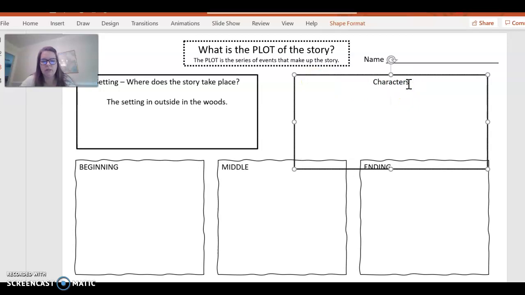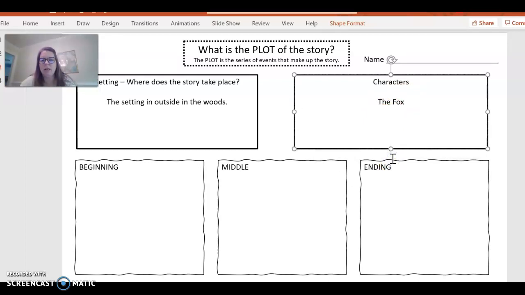Next, I'm going to think about the characters. In this story, very simple. The only character is the fox. There are no other characters in this story. All right, now let's move down to the beginning.